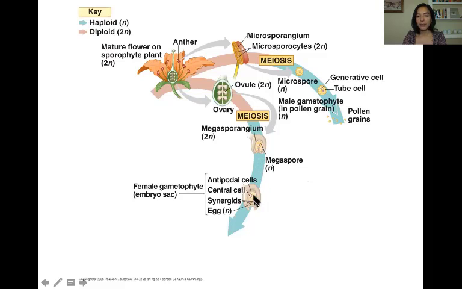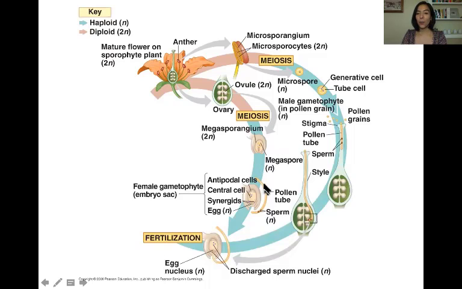And the megaspore is dividing through mitosis to form this megagametophyte or female gametophyte that has the antipodal cells that are ephemeral, the central cells with the polar nuclei, synergids, and the egg. So 7 cells, 8 nuclei. And then, once that's ready, the pollen will land on this stigma. It will grow and carry these spermatic cells. The spermatic cells will reach the ovule, and the ovule will get fertilized, but twice, right?